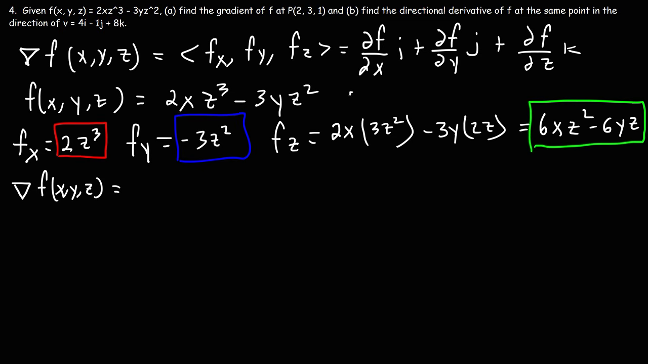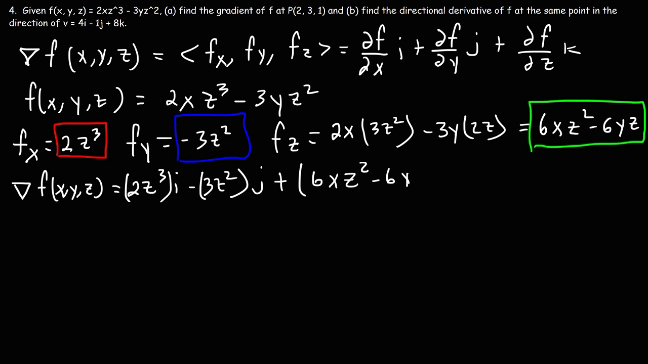So I'm going to go straight to this form. It's going to be the partial derivative with respect to x, that's 2z to the third times i, let's put this in parentheses, and then minus 3z squared times j, and then plus the partial derivative with respect to z. That's going to be 6xz squared minus 6yz times k. So that is the gradient vector in component form in terms of x, y, and z.